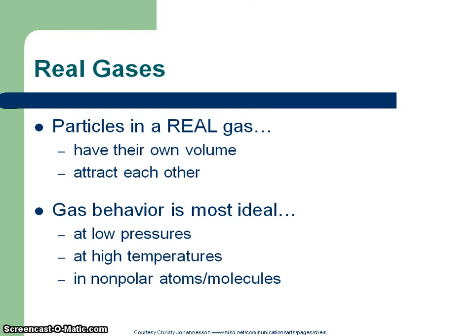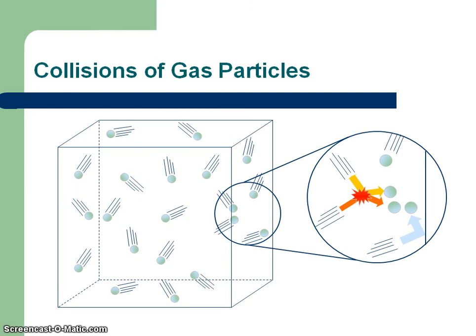So this is to help you remember. Real gases, like a teenager: I have my own volume. I'm attracted and repelled. I didn't put repelled there, but it should be. Repelled by others. And when am I most ideal? In the summer. Low pressure, high temperature, and I can choose my own situation. So non-polar. Non-polar. All right, let's go on.